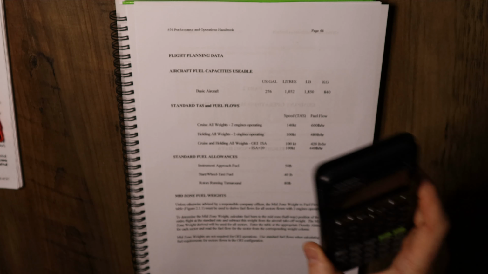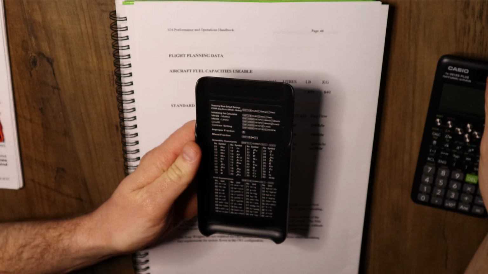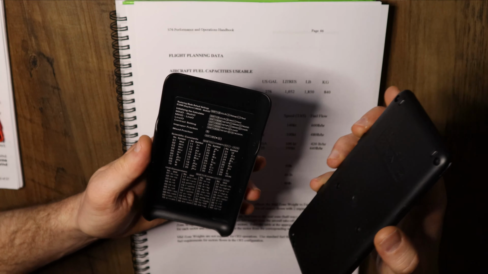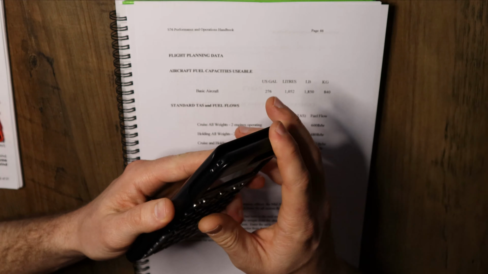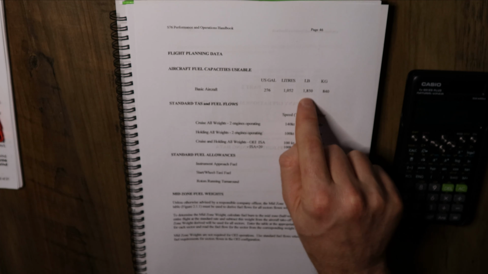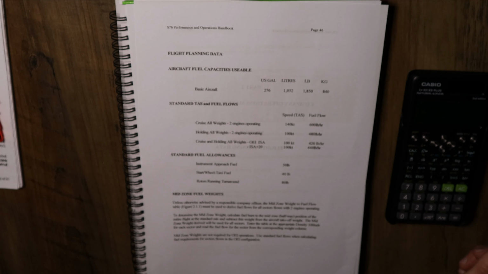In saying that, a lot of these calculators actually do have pre-programmed ways of converting, and we should be able to remember how to convert these anyway, but really pounds is the one we're interested in. Standard TAS and fuel flows.